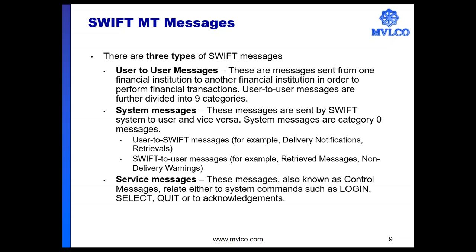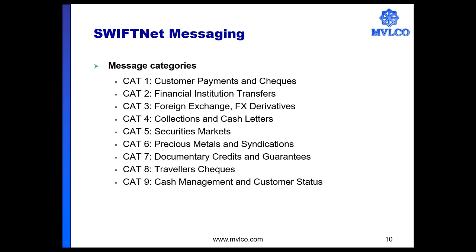The third kind of message is a service message. A service message is also known as the control message. I want to log in, or I want to quit, or I want an acknowledgement. These messages are the service messages. So when we have these message types, let's now look at the user to user message types. In the user to user message types, we have nine different categories. Category 1 is customer payments and checks. Category 2, financial institution transfers. Category 3 is foreign exchange and FX derivatives.